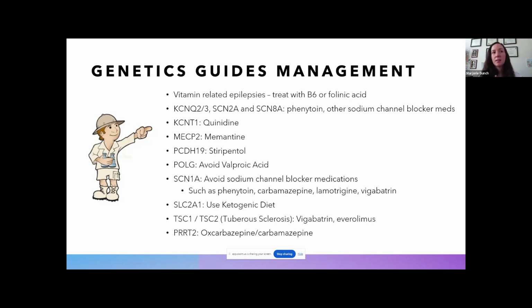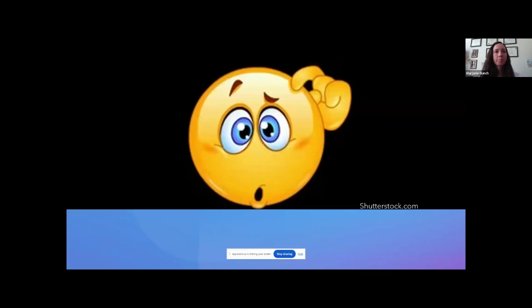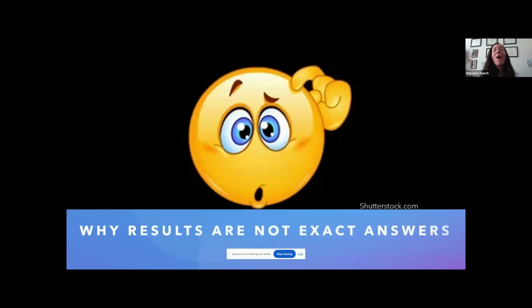Mostly to give you an idea that yes, sometimes it guides management, but this is a list of, I don't know, 12 genes out of 900 where it clearly guides management. So the likelihood of getting this is actually pretty low, and most of these we suspect very early on in the presentation. So why are results not exact answers?